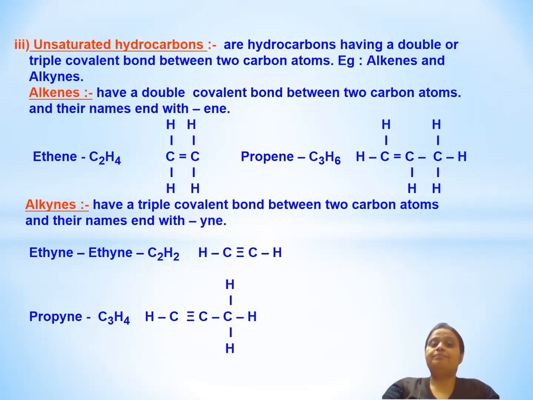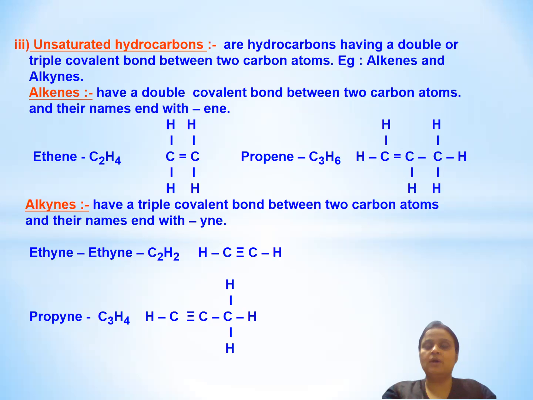Unsaturated hydrocarbons deal not only with double bonds but also with triple covalent bonds between carbon and carbon. Those compounds having a triple covalent bond between two carbon atoms are the alkynes. The formula will be CnH2n-2. Okay, I'm repeating.